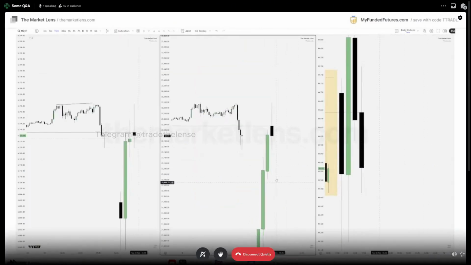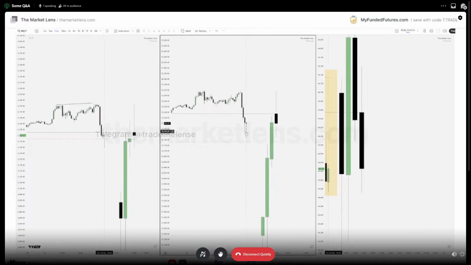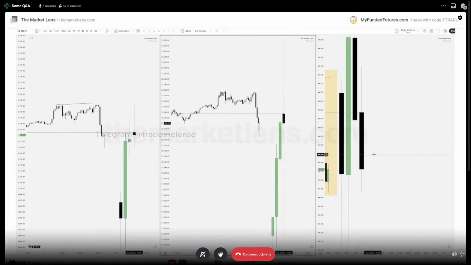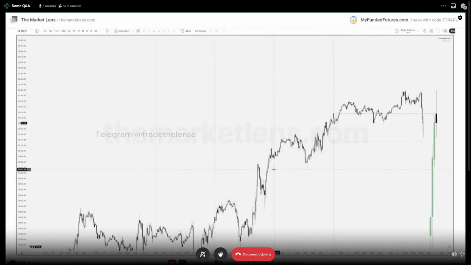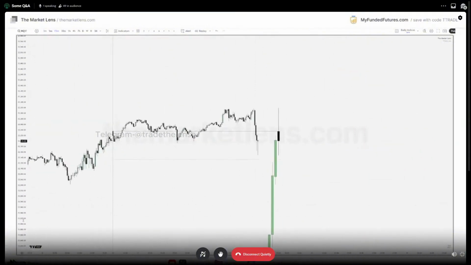Similar thing here. Where do I think it's going? I think it's going to trade back into the range. Because look at this. This is how I view it.